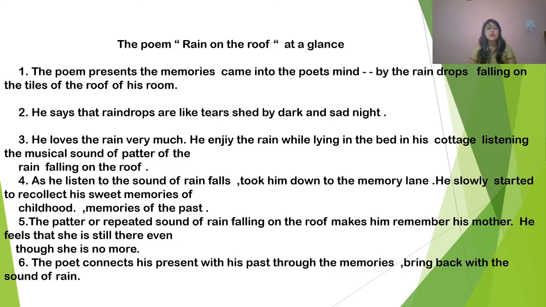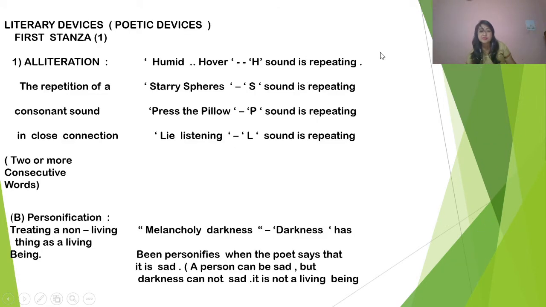The patter, or repeated sound of rain falling on the roof, makes him remember his mother. He feels that she is still there even though she is no more. The poet connects his present with his past through the memories brought back with the sound of rain. So, in a nutshell, this is the poem, what the poet wants to tell us. Let's see the poetical devices.